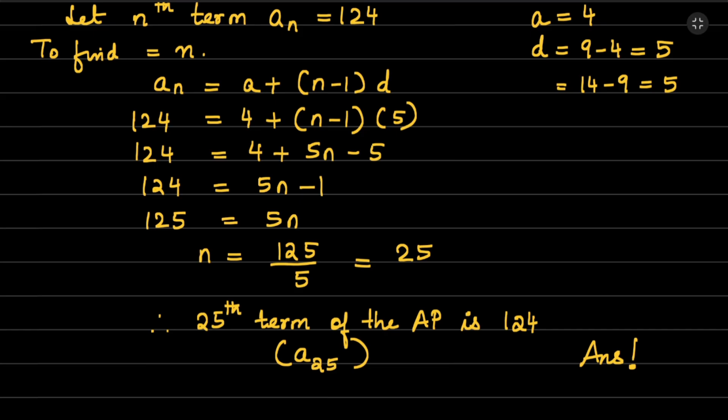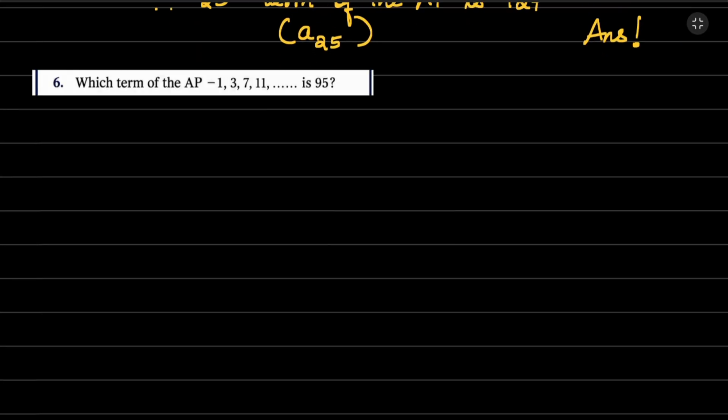Let's move on to the next question. Which term of the AP is 95? It's a similar type. Let's do it. So the minute you are given an AP, you can write down the first term is minus 1. Calculate your common difference. Second term 3 minus the first term, which is 3 minus into minus is plus 1, which is 4. Right? And 7 minus 3 is also 4.